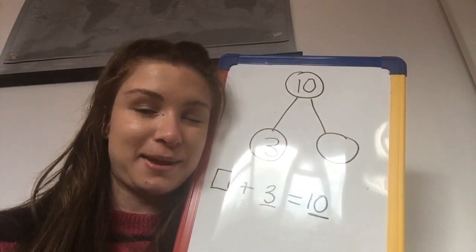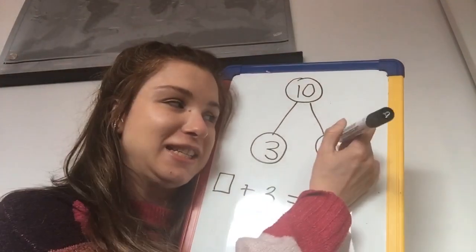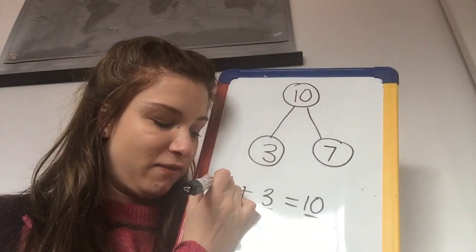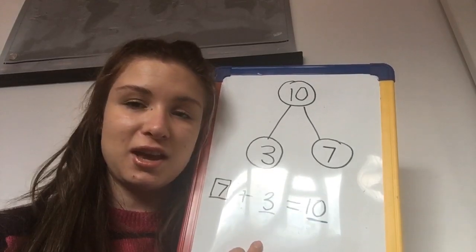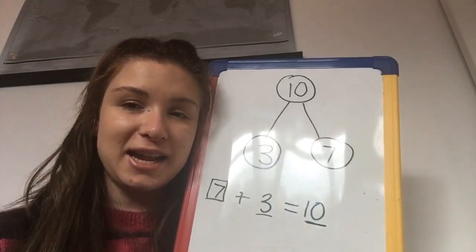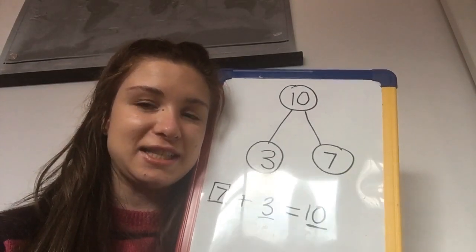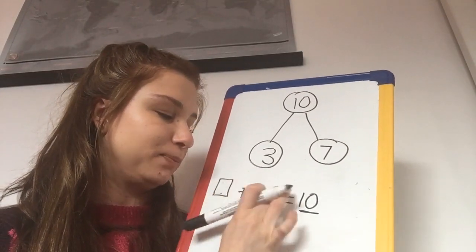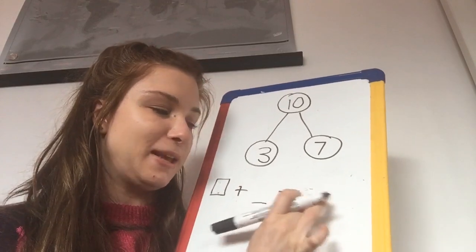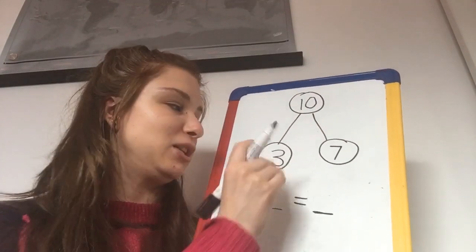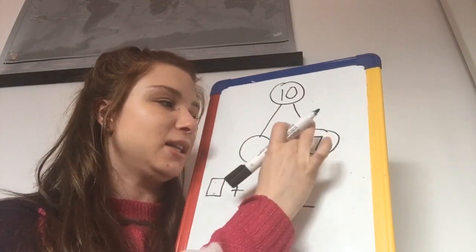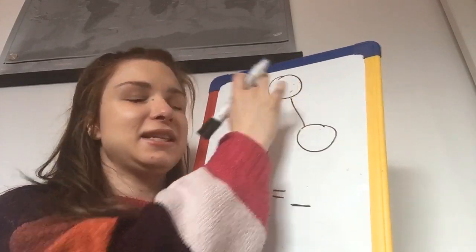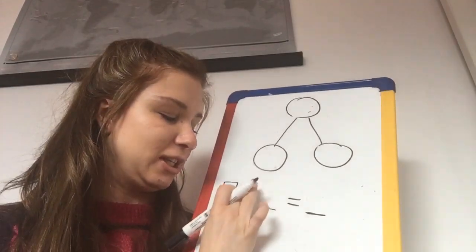Good. Are you going to get the same answer as me? I'm getting 7. So 7 add 3 equals 10. Have a check and see how you did it. Good job. Now, so that is pretty similar to when that's in the middle. Let's try it with a takeaway though, because this is where it changes slightly.